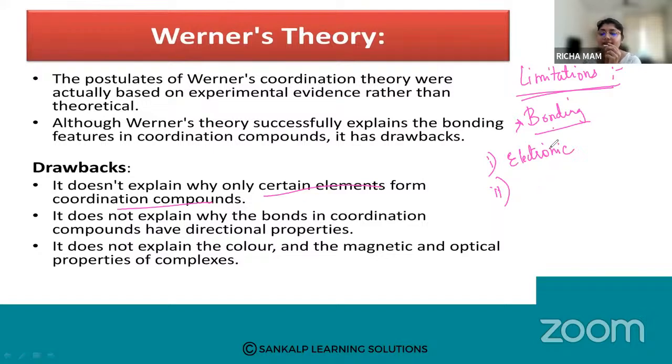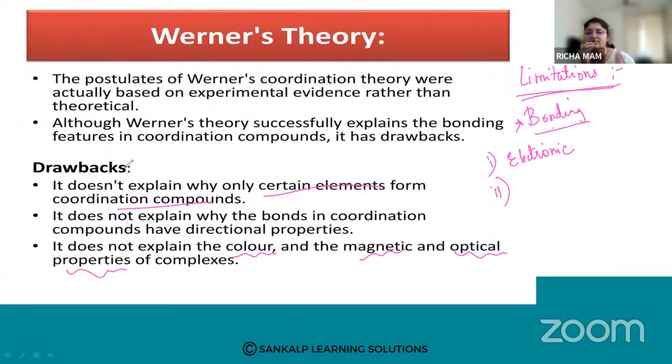Then the magnetic properties and the optical properties of the complexes could not be explained. It could not explain why the color of the complex is this, why the magnetic property is this, and what the optical property is. Then it could not explain how a ligand can satisfy both primary and secondary valency simultaneously. So these were the drawbacks of Werner's theory.